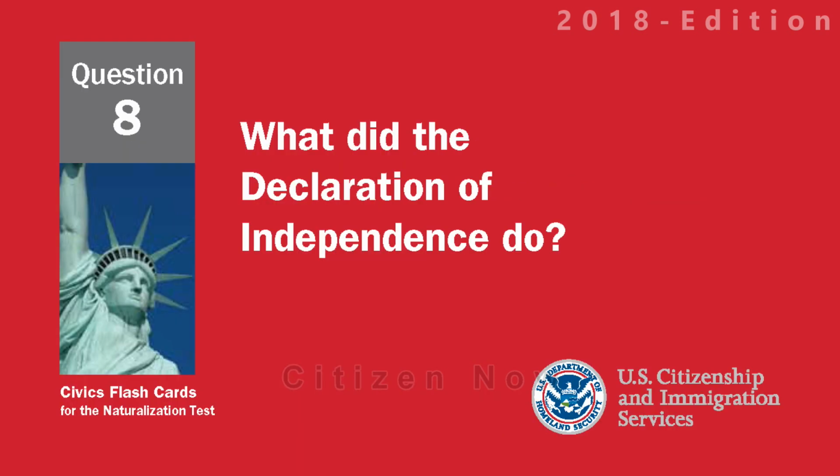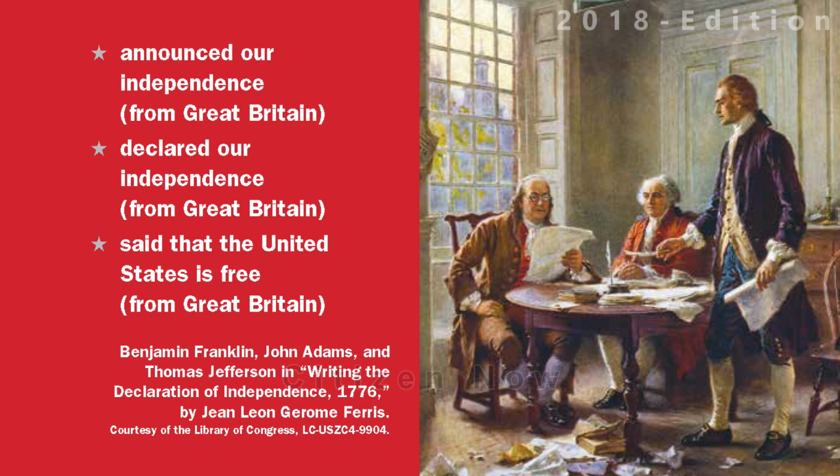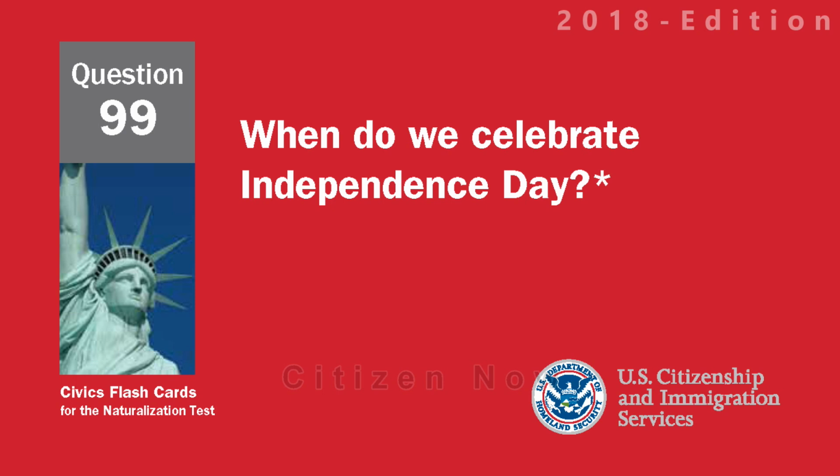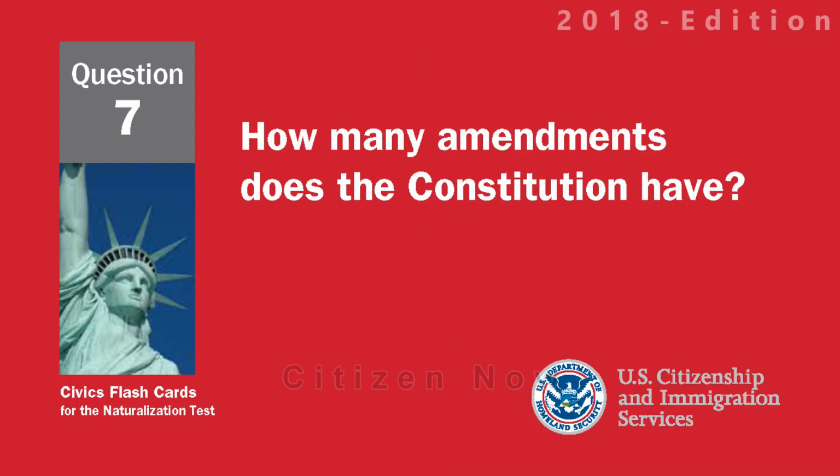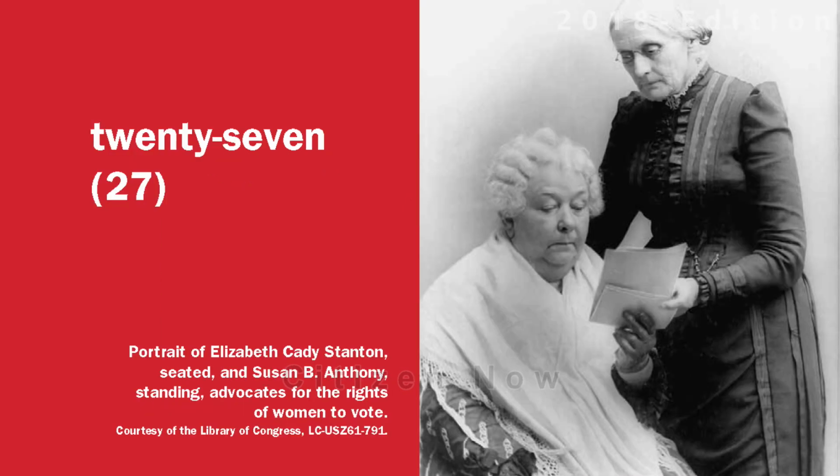What did the Declaration of Independence do? Announced our independence from Great Britain. Declared our independence from Great Britain. Said that the United States is free from Great Britain. When do we celebrate Independence Day? July 4th. How many amendments does the Constitution have? 27.